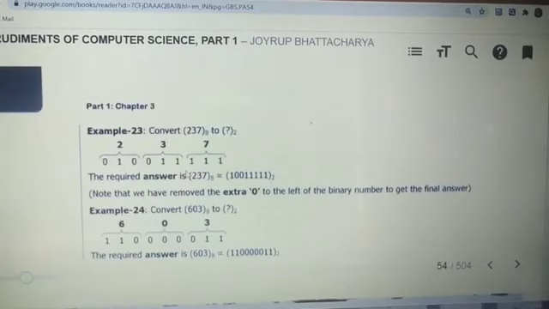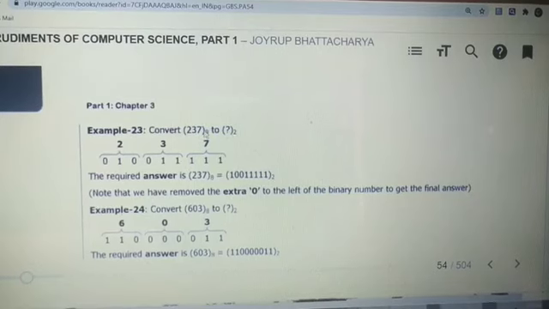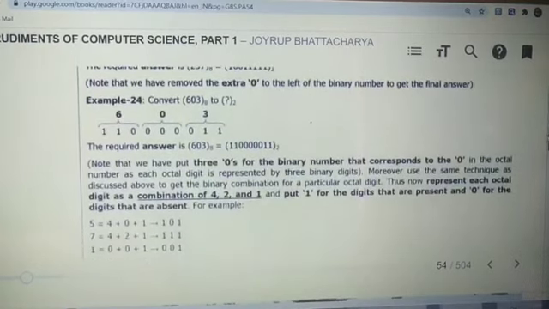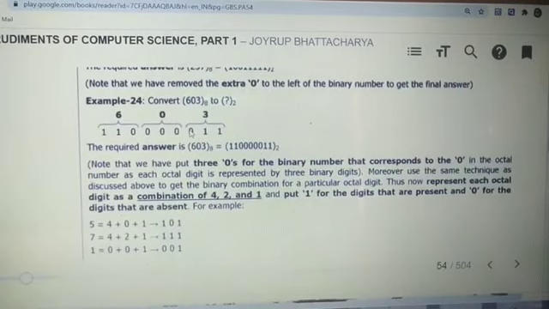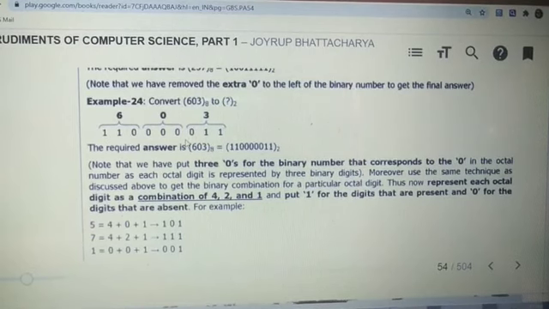Next is the conversion from octal to binary, just the opposite. Each octal digit has a 3-bit binary representation. So 7 means 111, 3 means 011, and 2 means 010. Next is another one, 630. 3 is 011, 0 is 000, and 6 is 110. In this way you can do conversions from octal to binary.